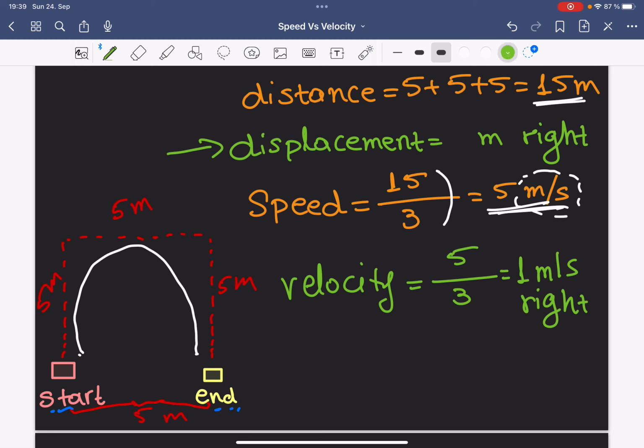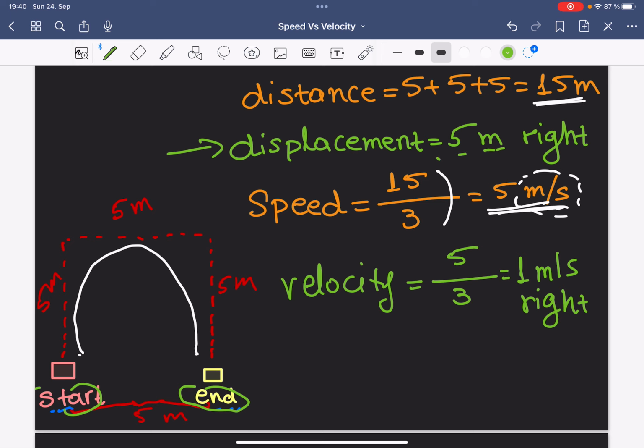It's going to be 5 meters to the right, because for displacement, remember, we're only interested in the final and the initial position of the object. Where did it end? To this side. Where did it start? To the left side. What's the displacement between these two positions? It's 5 meters. So displacement is 5 meters.